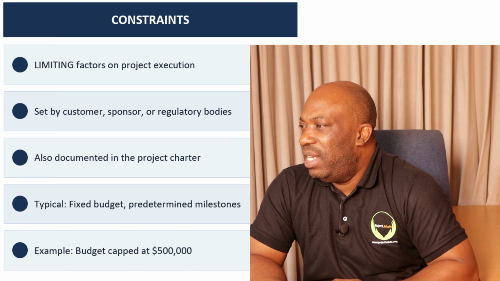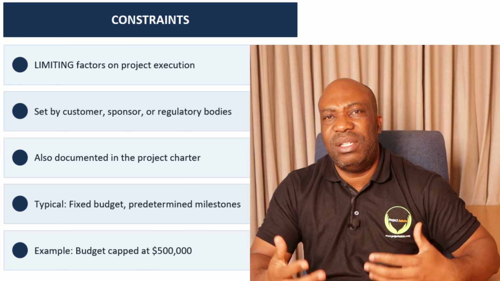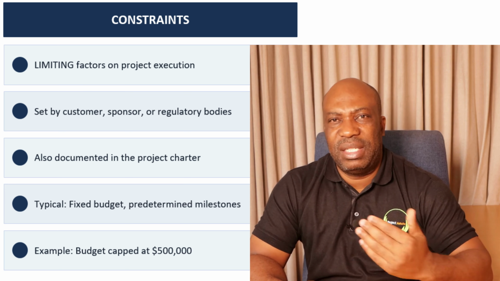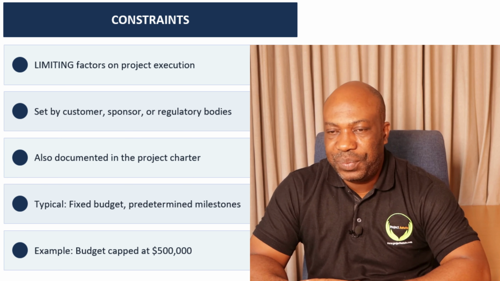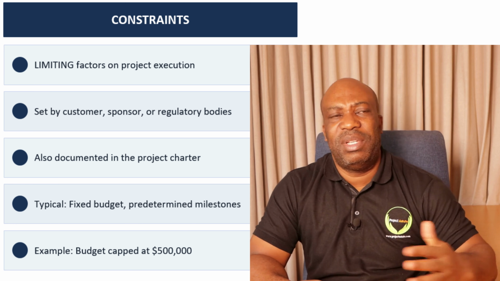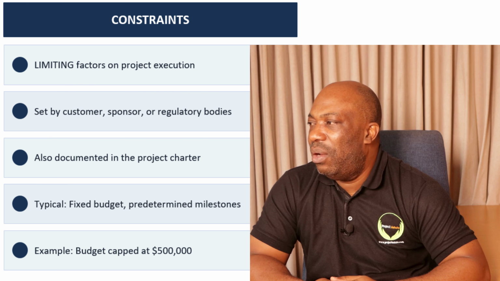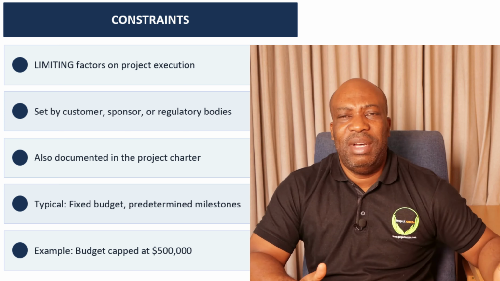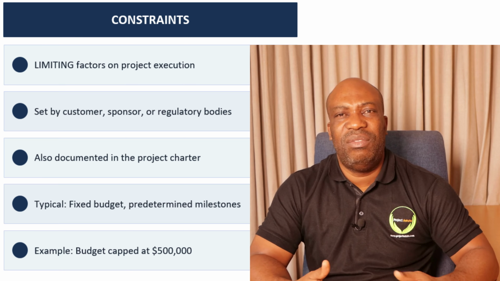Now, let us cover what a constraint is in a project environment that you might also want to capture in the assumption log. The first one is that a constraint is a limiting factor on project execution. It's something that does not give you the flexibility that you want. For example, schedule, you might be told it must not exceed 18 months. The cost must not exceed 5 million, and so on and so forth. Then also, it is set by the customer, sponsor, or regulatory bodies. So normally a constraint is set by the customer or by the sponsor or even by the regulatory body.